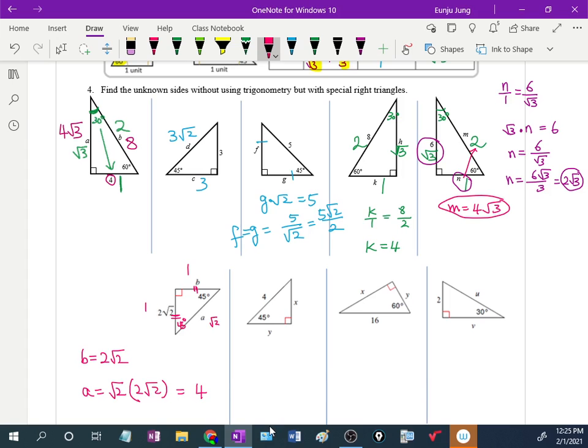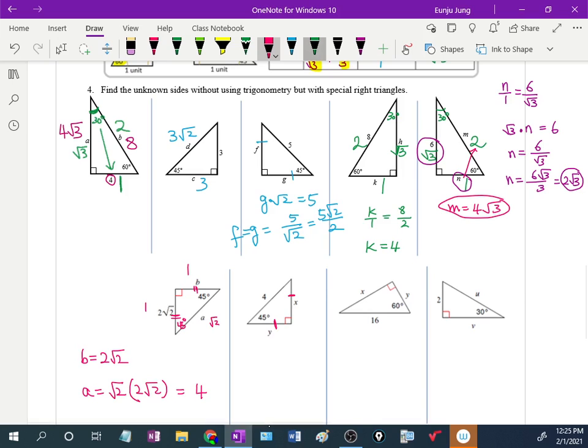Next one, this is number 4. What would be x and what would be y? Not sure, so let's figure out one first. If I figure out x, that will be the same answer for y, because this is an isosceles right triangle, right? Okay, so let's find what is x.